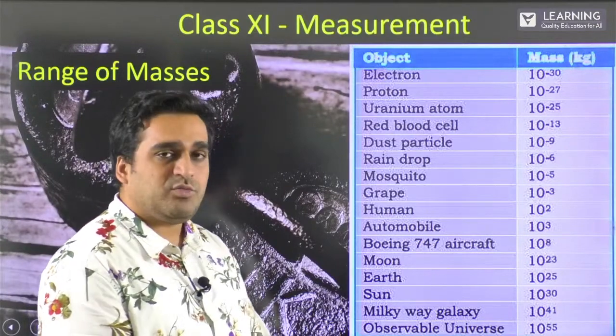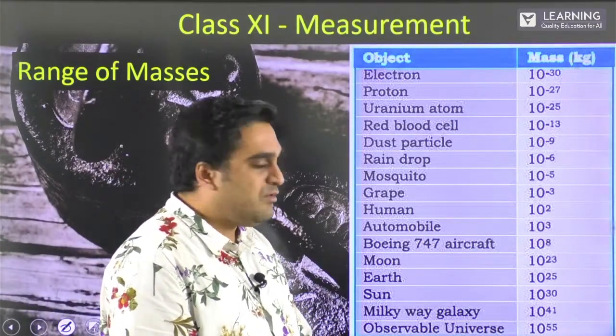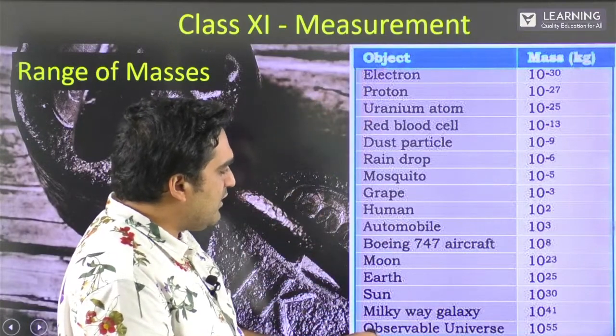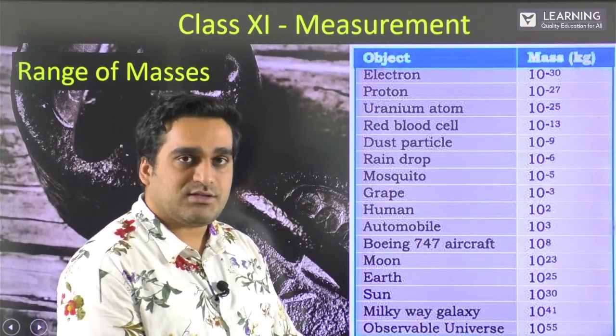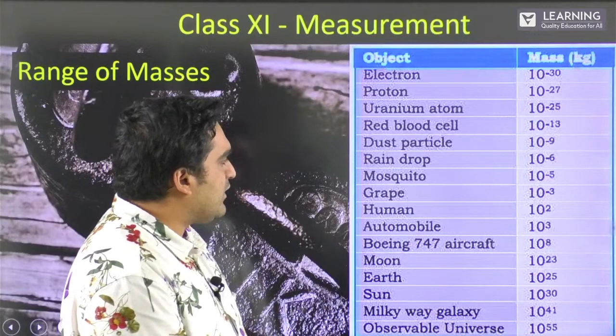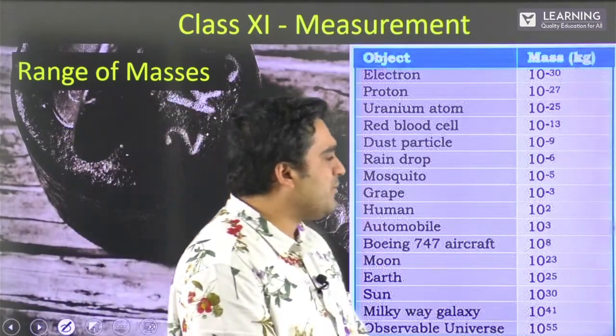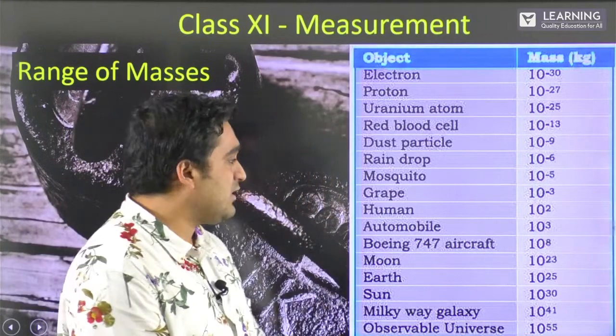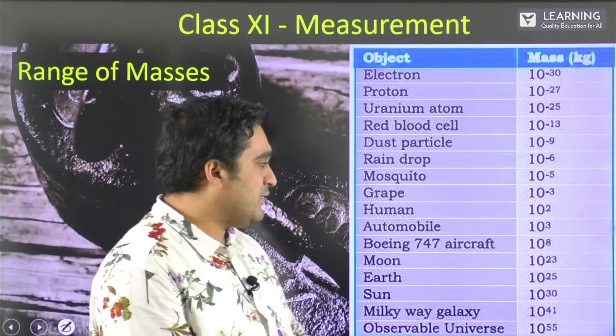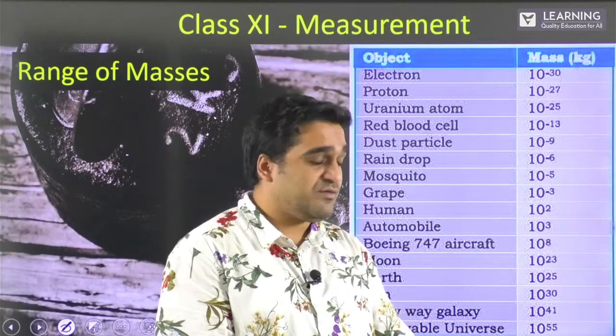So you can pause the video and then have a look at how the various masses range. All right. So I'll only go through the selected ones. For a raindrop, it's about 10 to the power of minus 6. Grape, 10 to the power of minus 3, which is of a millimeter size.